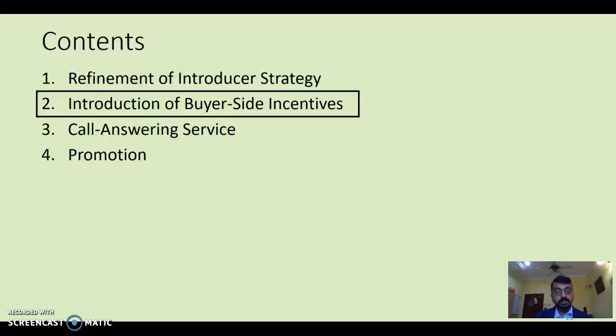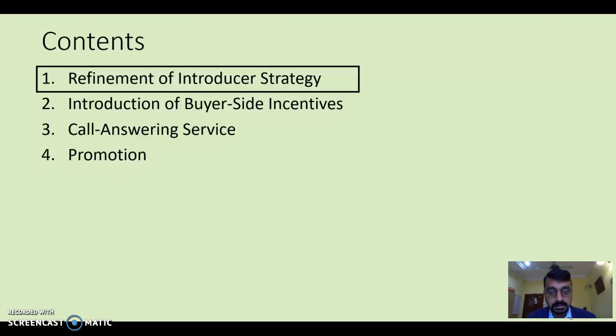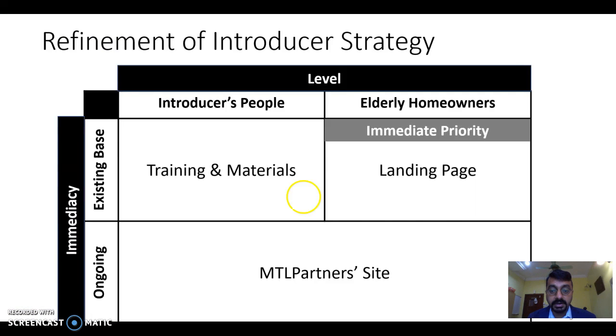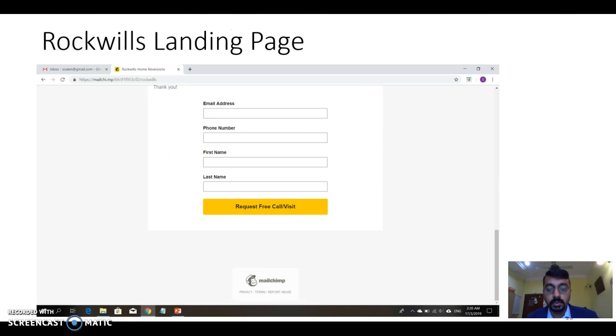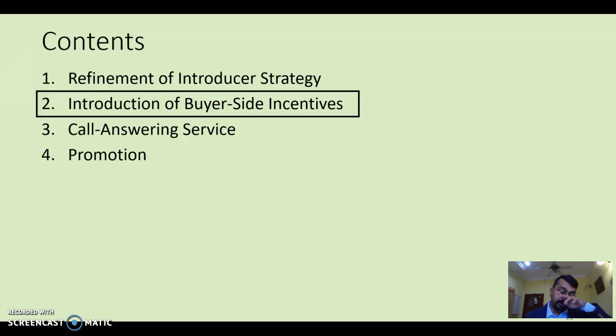So Rockwell's have gone through. So that's the introducer strategy. The key point I'm trying to get across with the refinement of the introducer strategy is that the immediate priority is actually the landing page to contact elderly homeowners directly, to try and get homeowners immediately signing up, instead of the slower process of doing it indirectly through the introducers.